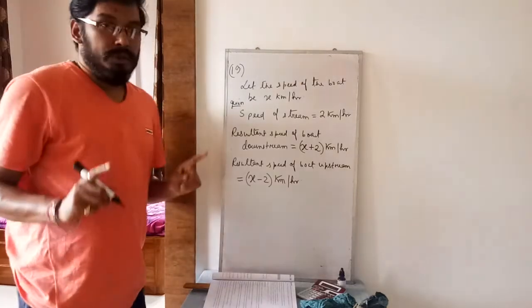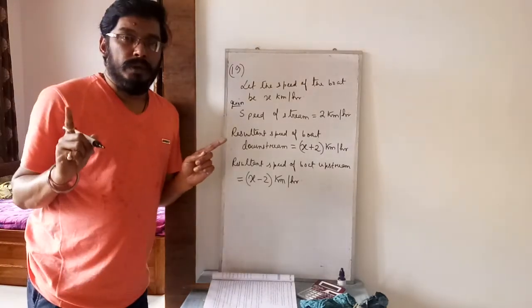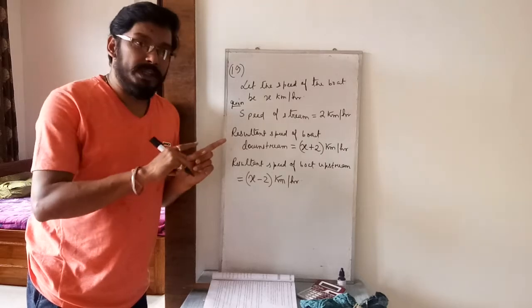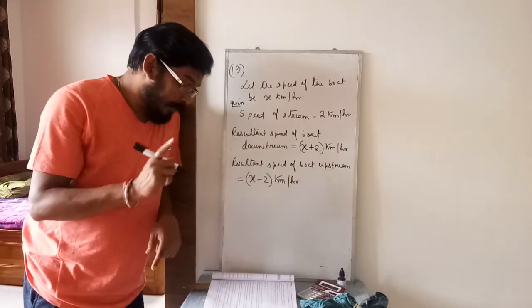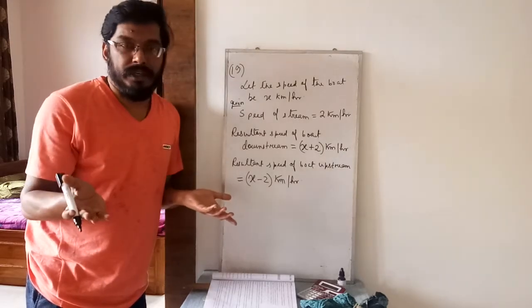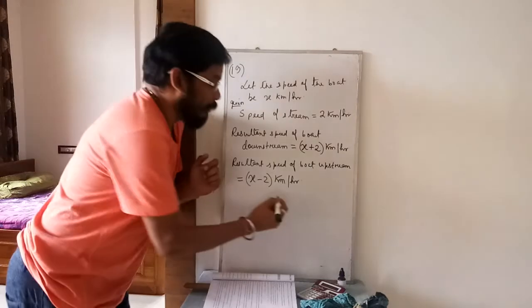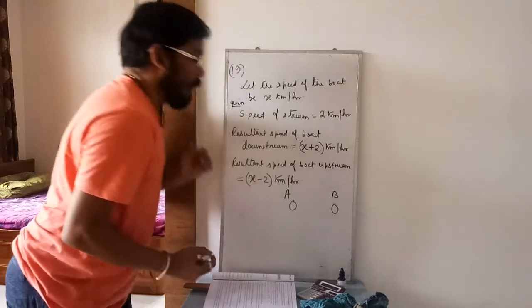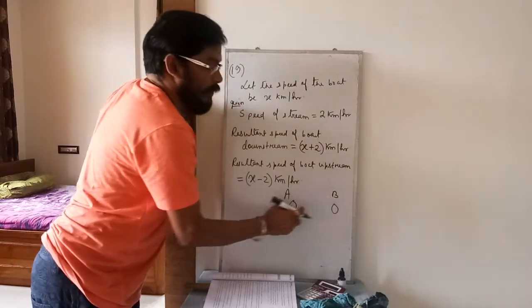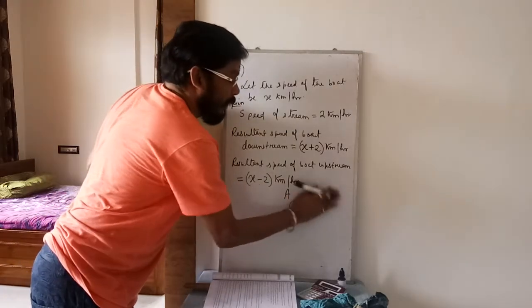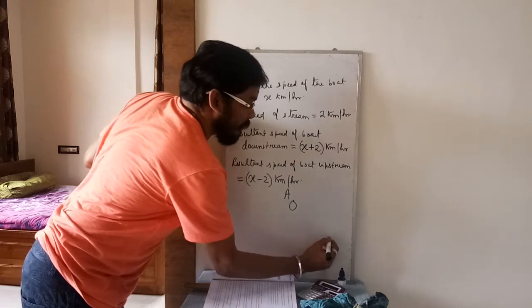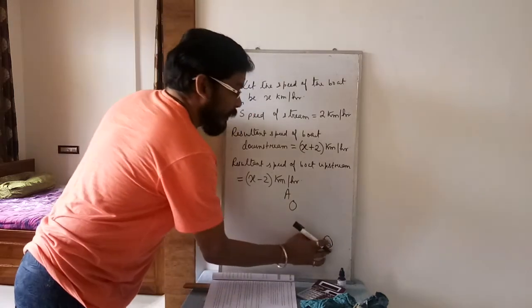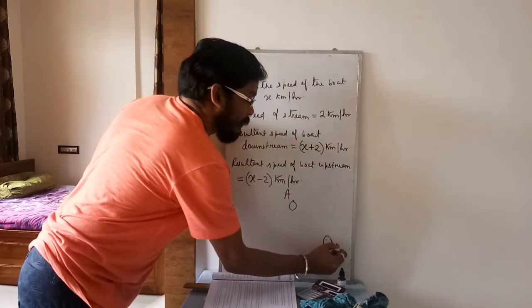Okay? So what they have done, the boat has traveled between two coastal areas. It means the distance is the same here. The distance will not change. Suppose this is coastal area A and this is coastal area B. Suppose this is downstream and this is upstream. I am just repeating here.